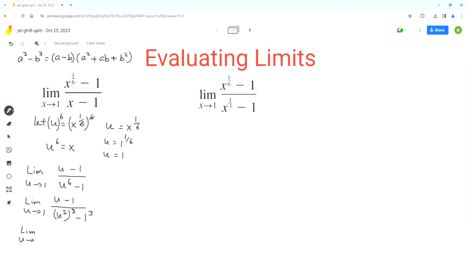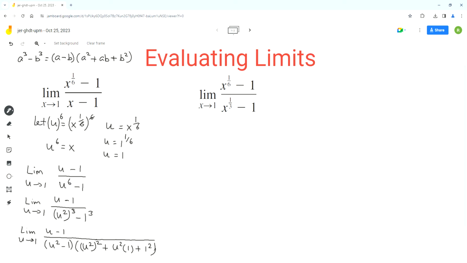So limit u approaches 1. So we get u minus 1. So the numerator stays the same. And in the denominator, here a is u square, b is 1. So we get u square minus 1, and then u square squared plus u square times 1 plus 1 squared. So that's the expression we get by applying the difference of cubes formula. So now we can simplify this expression.